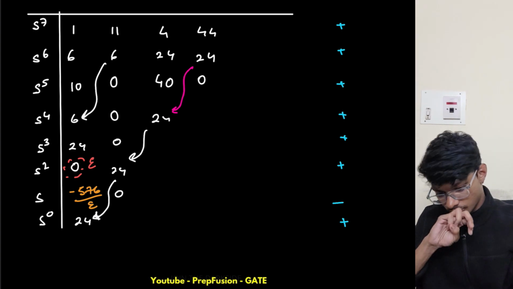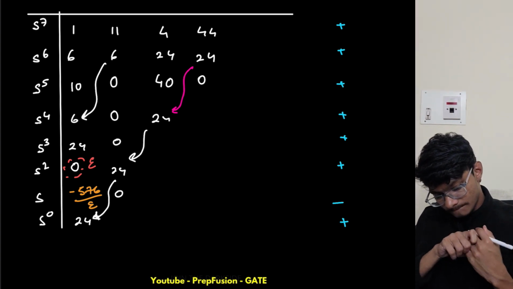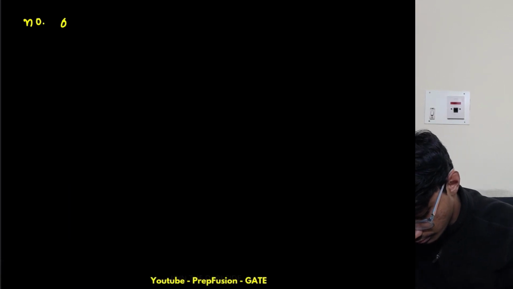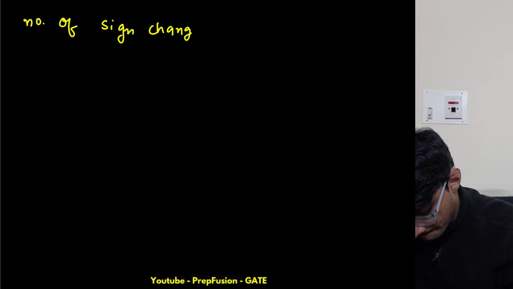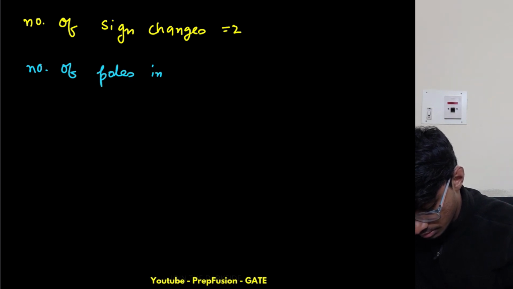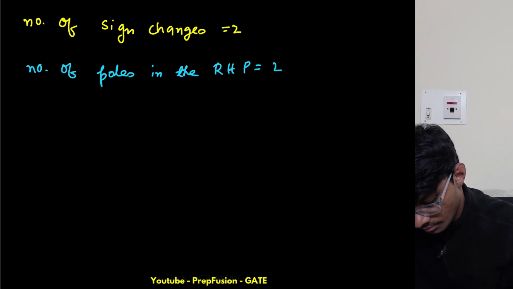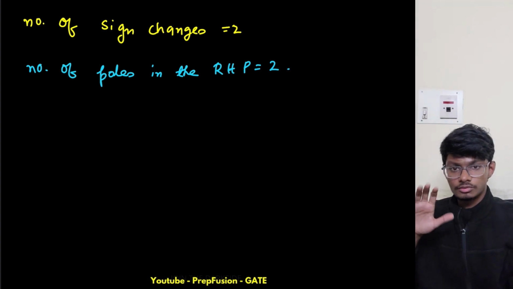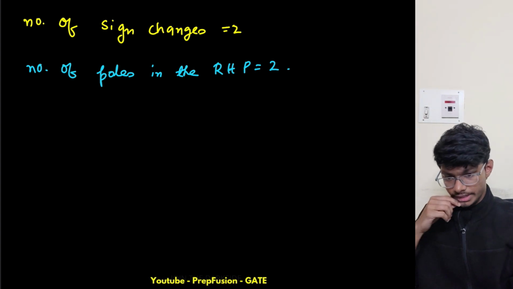Two sign changes. So basically, as I have two sign changes, hence the number of poles in the right half plane equals 2. Okay, the number of poles in the right half plane equals 2, right? So yeah, that is it basically.